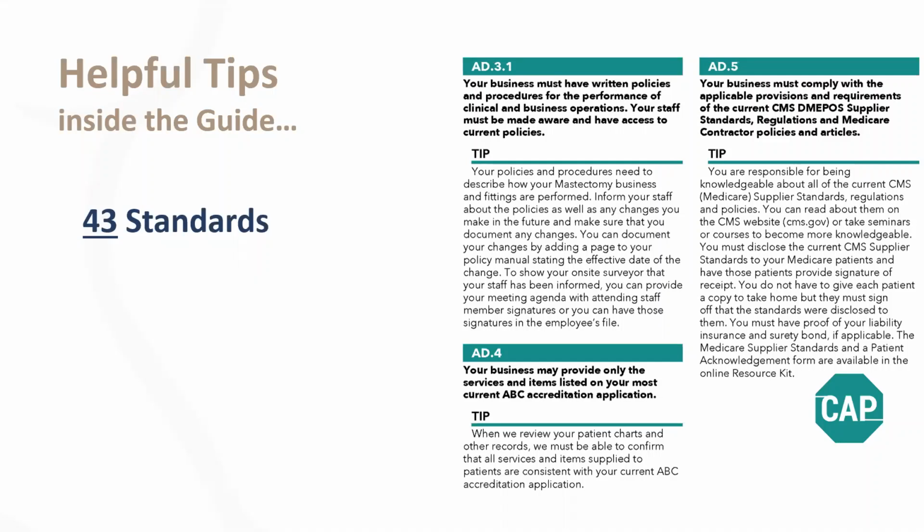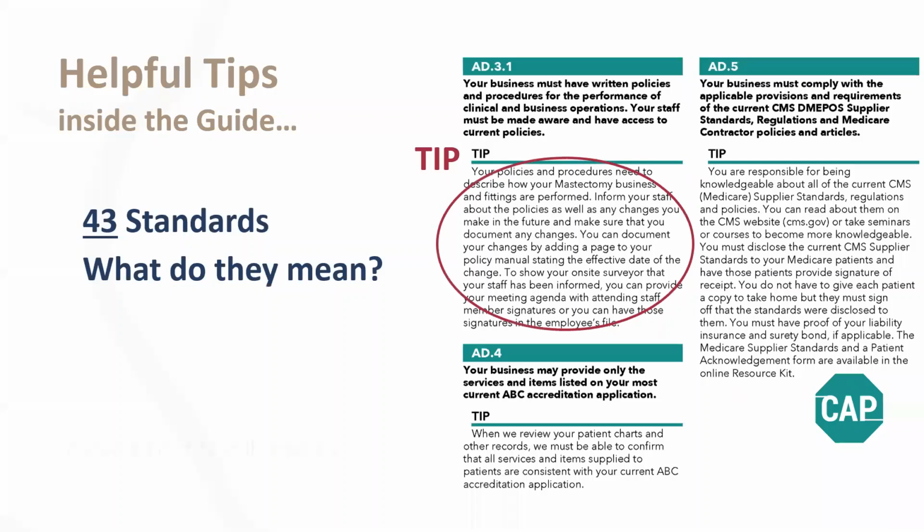If you see in the bold, for example, AD.3.1, your business must have written policies, procedures, on and on with that. That is the standard itself in the bold. Below it, there are tips. Basically, what does this mean? What do I need to do to be compliant with the standard? What does my business need to do? What is our surveyor going to be checking to see that we have done? Okay, so this is good information, great information. I would keep that, I would look at it very, very closely.